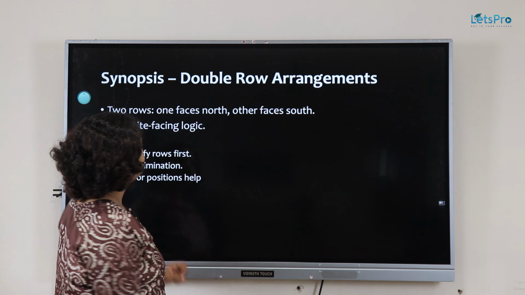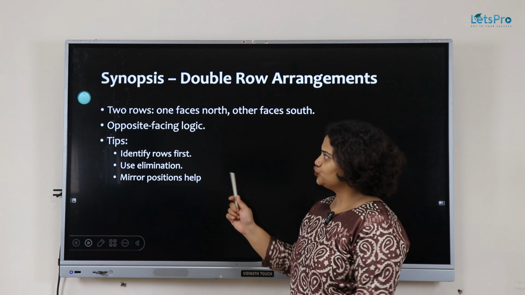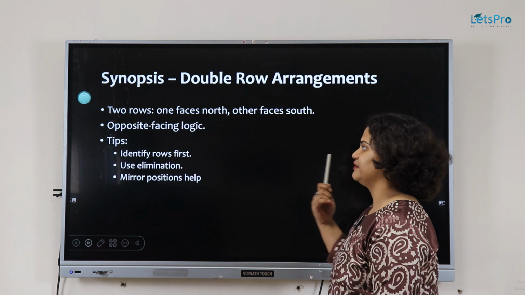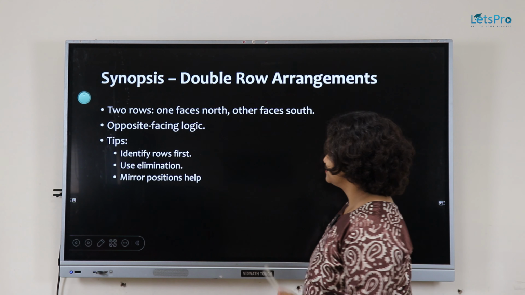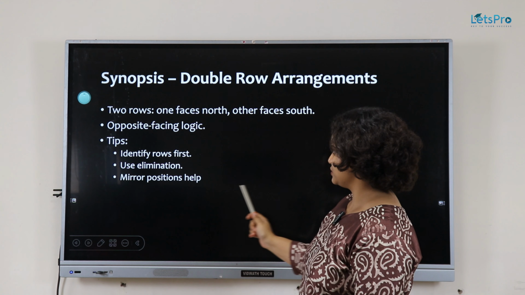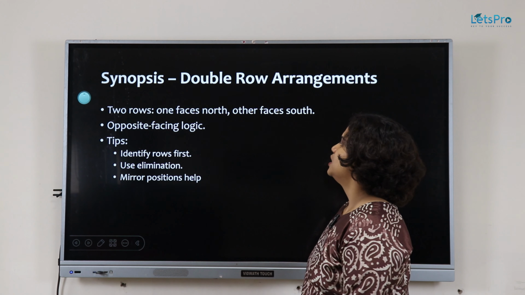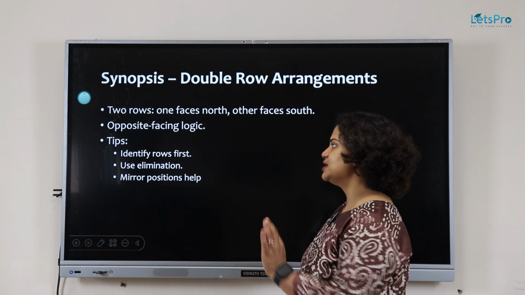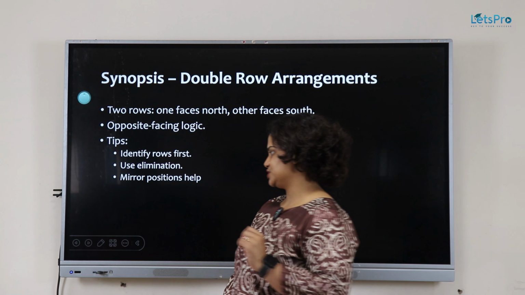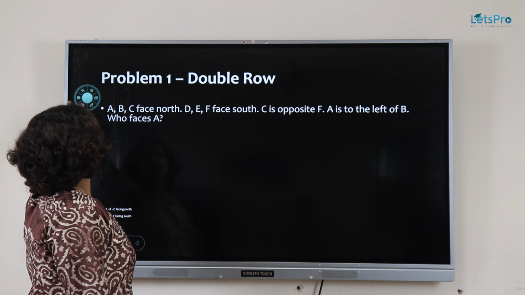Now quickly get into double row arrangements. So what are these double row arrangements? 2 rows, one faces north, other faces south, right? If there are 2 rows like this, up one faces north, the downwards faces south. Opposite facing logic is there. Then tips: identify 2 rows, use elimination, mirror positions help, right? Let's quickly get into what is happening here.